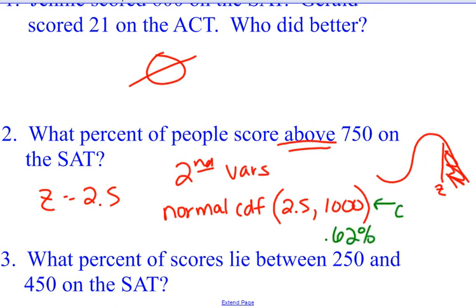Okay, and let's write on here. Calculator gives us decimal. So we convert it to percent. Okay, you might want to write yourself a note about that.